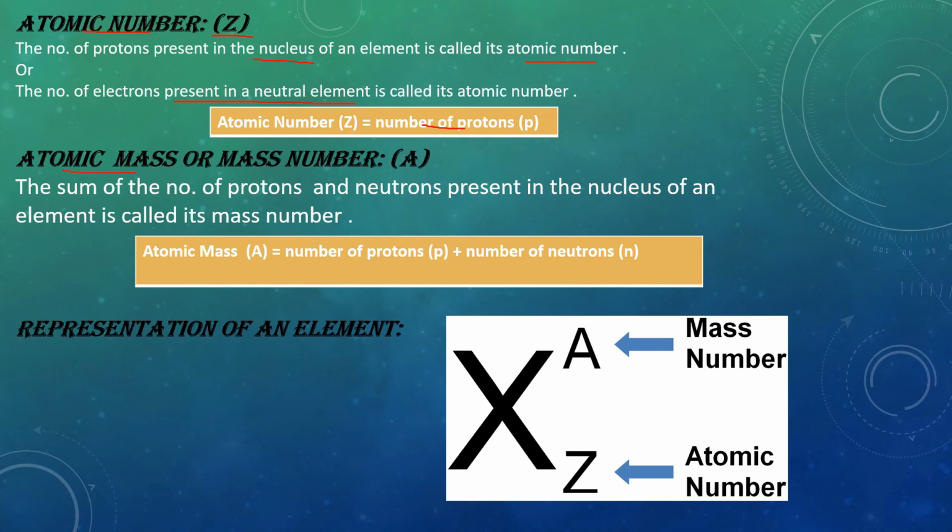Now the next term is atomic mass or mass number. It is designated as A. The sum of the number of protons and neutrons present in the nucleus is called mass number or atomic mass. So atomic mass is equal to number of protons plus number of neutrons.